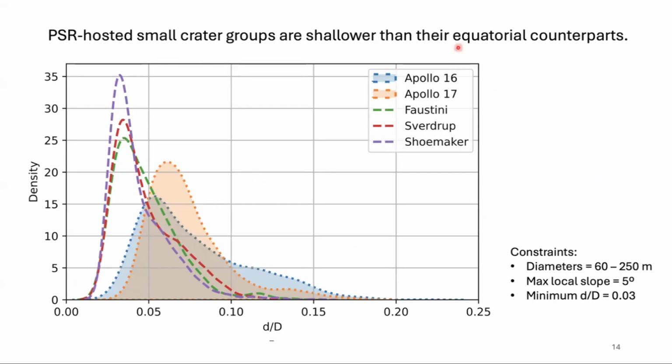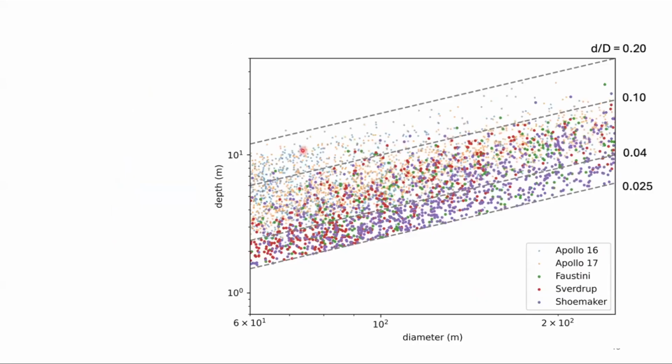I'll just mention that the NAC DTMs of the Apollo sites are higher resolution shadow DTMs, but that's why we excluded diameters below 60 meters. But we did look at the diameter. This is actually kind of interesting. I think we looked at the depth diameters of the craters below 60 meters in the Apollo sites. And this is kind of where it matters.